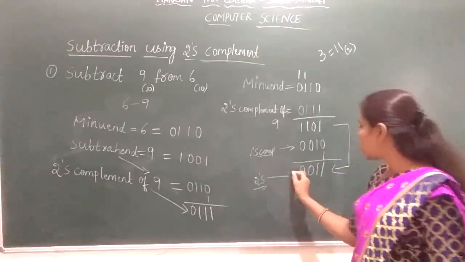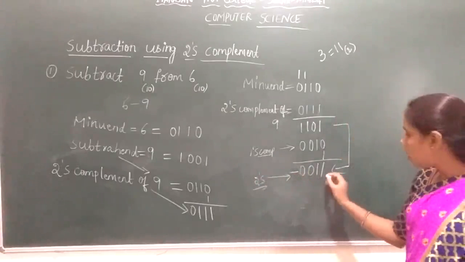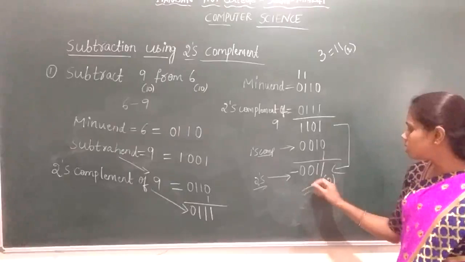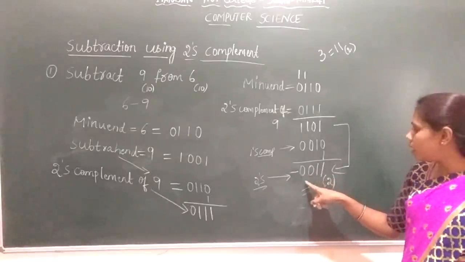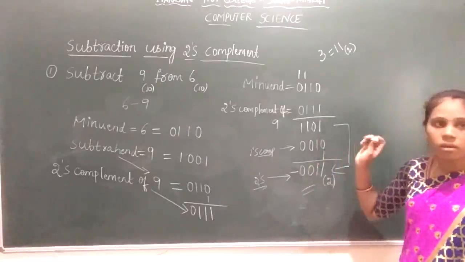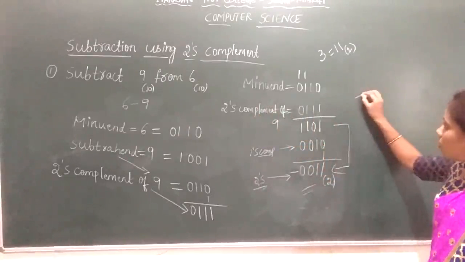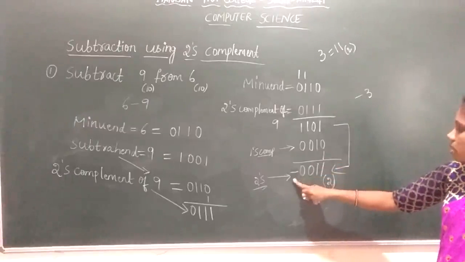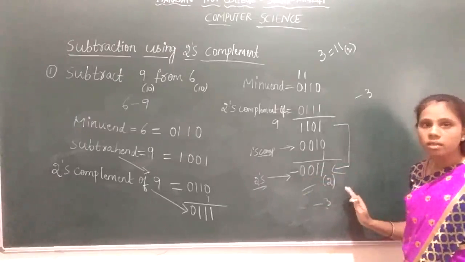Now what you should do is attach a negative sign before the digits and write the base value. So now, minus 0 0 1 1 is the final result we obtained after doing this process. That means 6 minus 9 is minus 3. 0 0 1 1 is 3 and we have a minus sign, which represents minus 3. This is the final result.